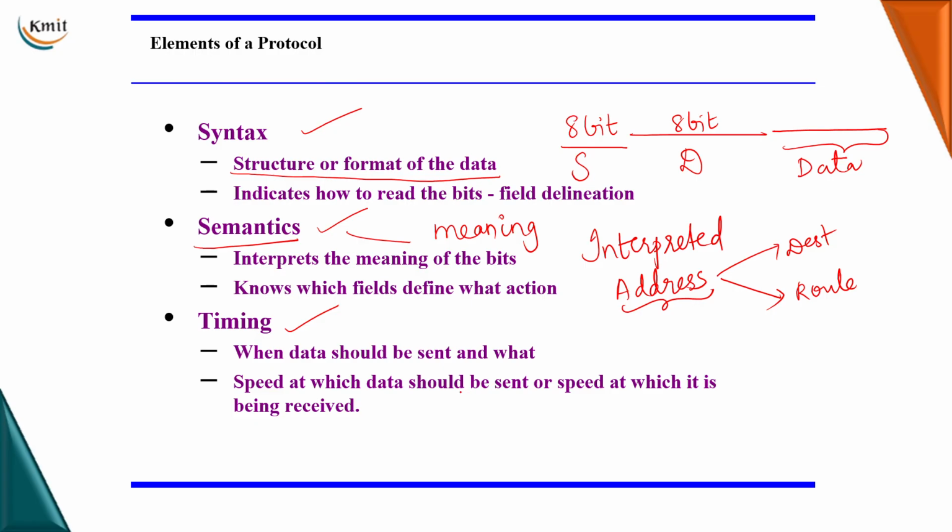Then timing. Timing specifies when the data has to be transmitted and at what speed. When the data should be sent and at what speed it has to be sent or received is specified by the timing of a protocol. So basically, a protocol is a set of rules that govern the communication process, having 3 key elements: syntax specifying the structure, semantics interpreting the data in communication, and timing specifying when we have to transmit and at what speed.